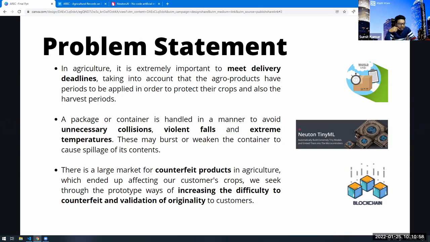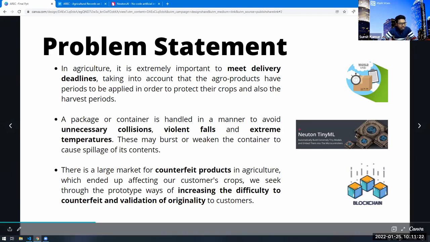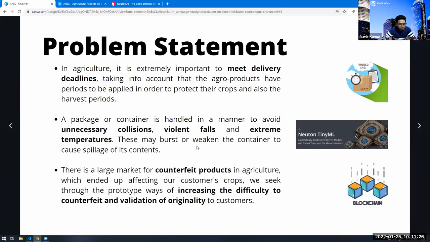It was also a good guide for me to explore this field. When you talk about agricultural platforms, there are a lot of challenges in transit, like collisions, violent falls, and extreme temperatures. Due to that, there is spillage, or the container might burst. And those chemicals, like pesticides and others, are some kind of explosive.